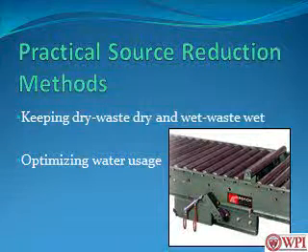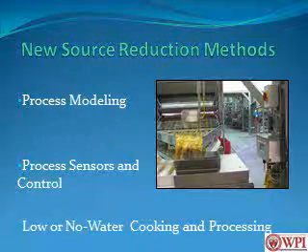Practical source reduction methods include keeping all dry waste dry and wet waste wet, and optimizing water usage during the fruit canning process, such as using pneumatic powered equipment rather than water powered equipment. Newer source reduction methods include process modeling, process sensors, and control in low or no water cooking and processing. These methods involve automation and process integration, which helps maximize efficiency of your operation.